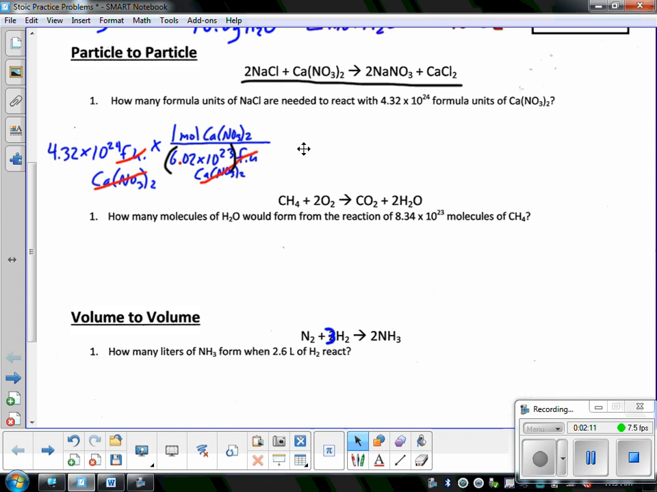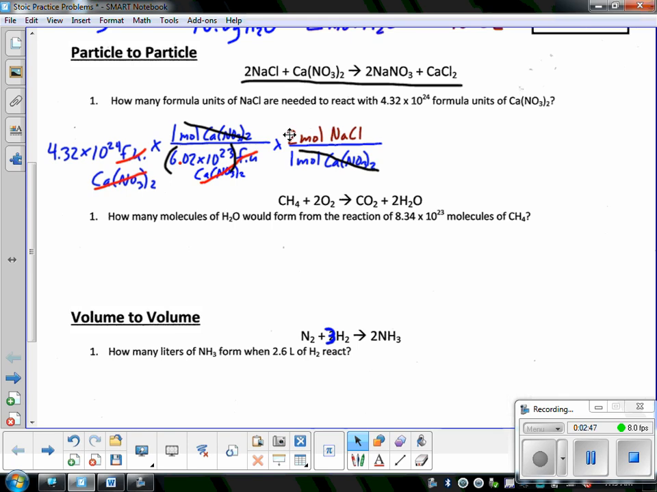So now we're going to do mole to moles, right? Because we need to get into NaCl. Well, for every 1 mole of CaNO3, there's 2 moles of NaCl, right? So our moles of CaNO3 are now canceled out, and if we divide and then multiply, divide by the 6.02, multiply by the 2, we'll now be in moles of sodium chloride, or moles of salt.